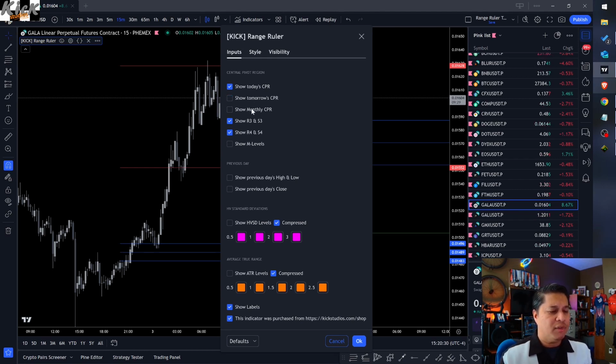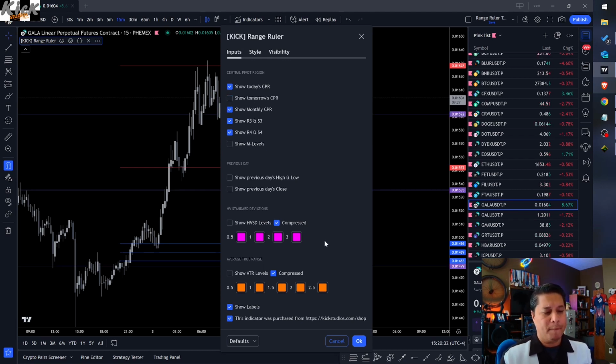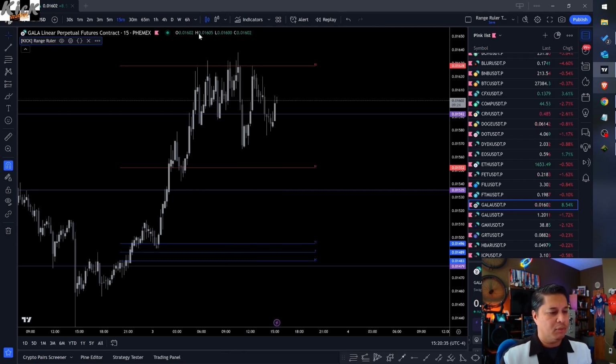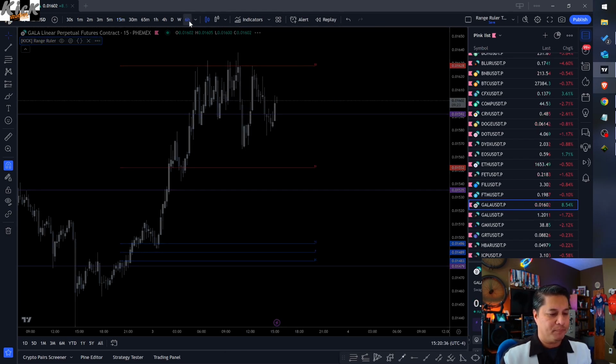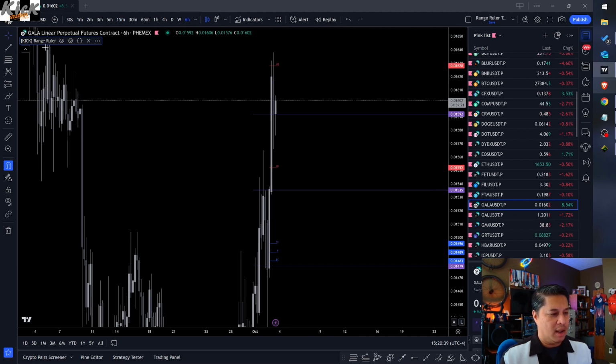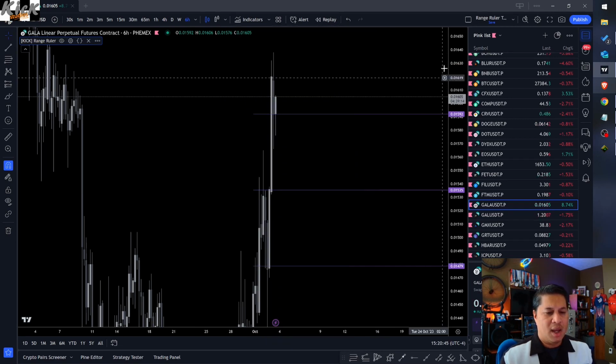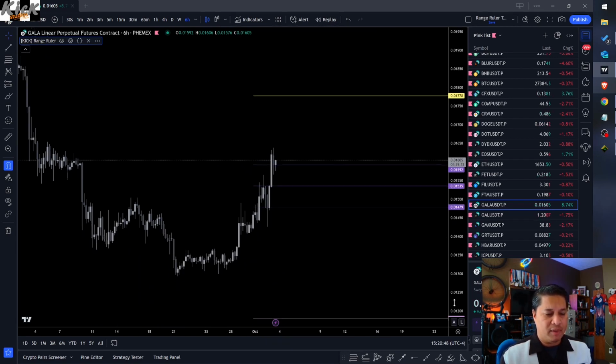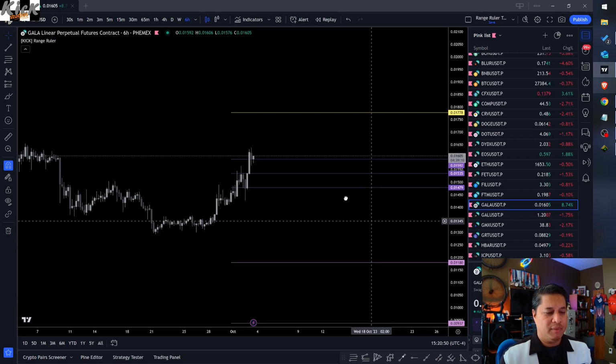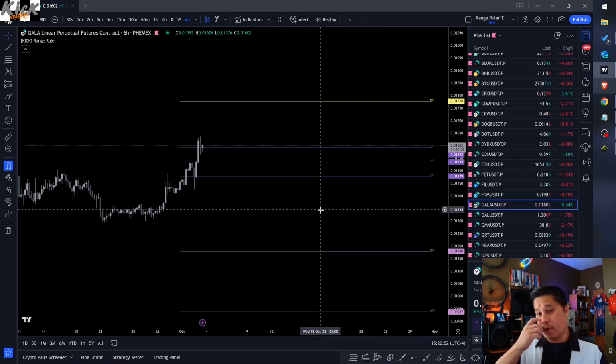Okay, also taking a look at the monthly CPR. Let me switch here to a bigger time frame. And I'm going to turn off the today CPR just because those lines aren't going to be that useful to us. These lines are basically identical to the daily CPR, except they're on a monthly time frame. I find this highly useful.